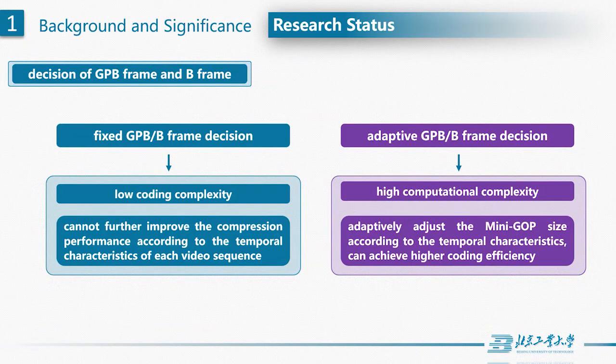There are mainly two kinds of methods for deciding GPB frames and B frames. First is the fixed GPB and B frame decision. It has low coding complexity, but it cannot further improve the compression performance according to the temporal characteristics of each video sequence. And the second is the adaptive GPB and B frame decision. The computational complexity is high, but it can adaptively adjust the mini-GOP size according to the temporal characteristics, and it can achieve higher coding efficiency.